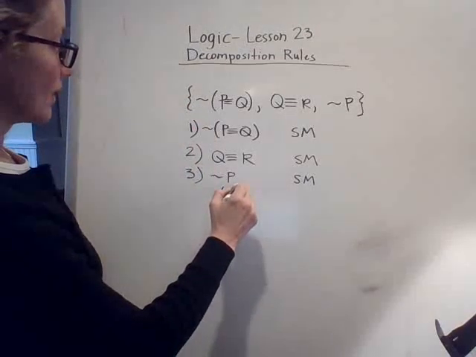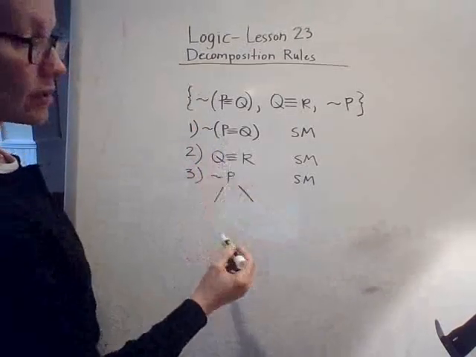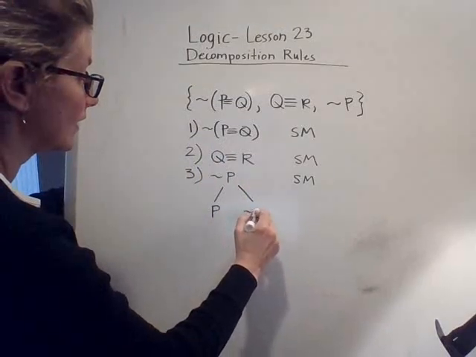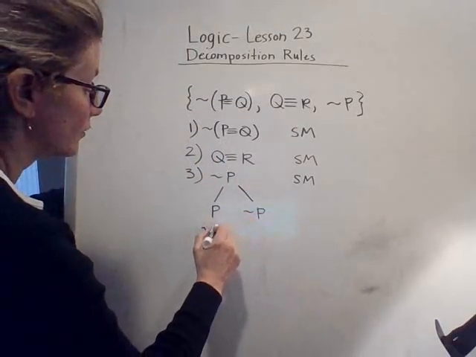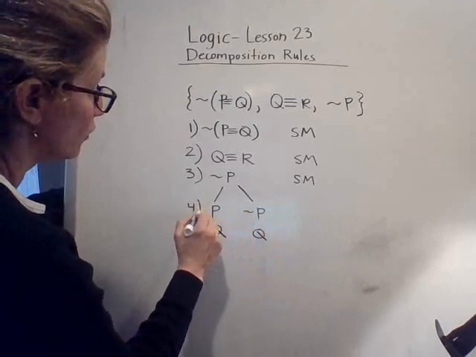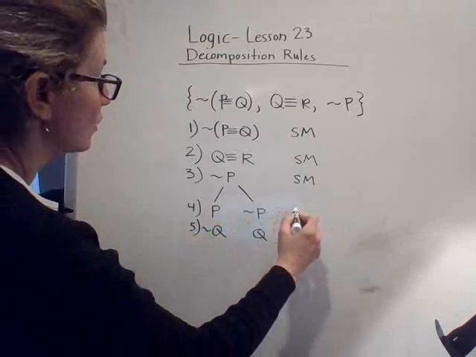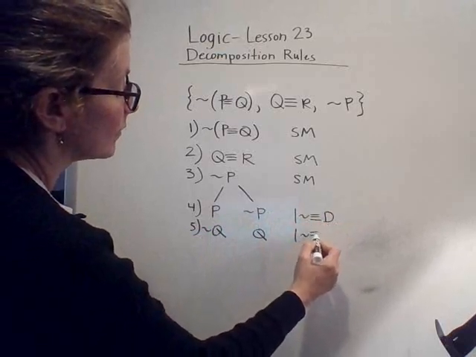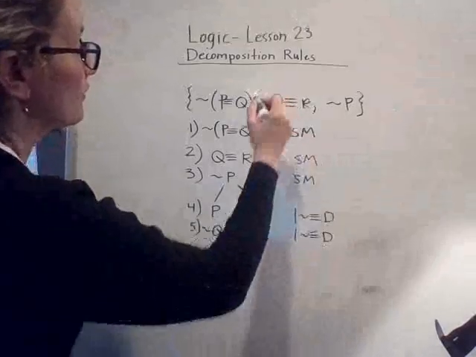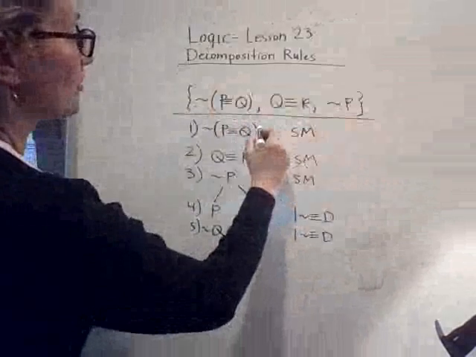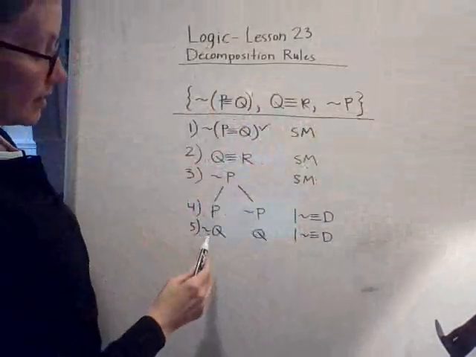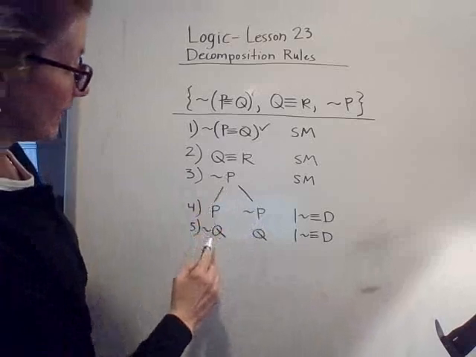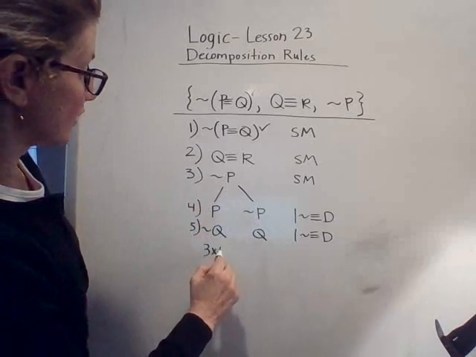Okay, so let's make our branches. And then the negated biconditional, it's going to decompose in this way. We have a P and not P, not Q and Q. So this would be line four, and this is line five. And that came from line one, negated biconditional decomposition. Same for here, line one, negated biconditional decomposition. So I'm going to put a check mark here to show that we already decomposed line one. Now, do you see any contradictions? Here's a not P and a P. So we can close this branch already. So we would say three contradicts four.